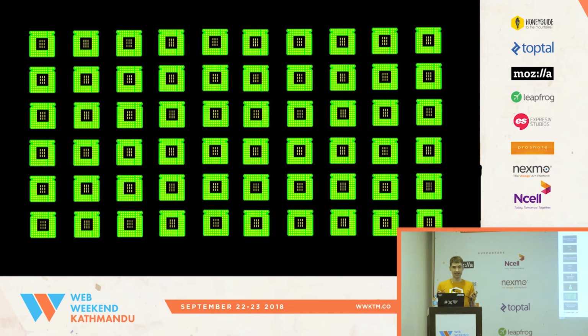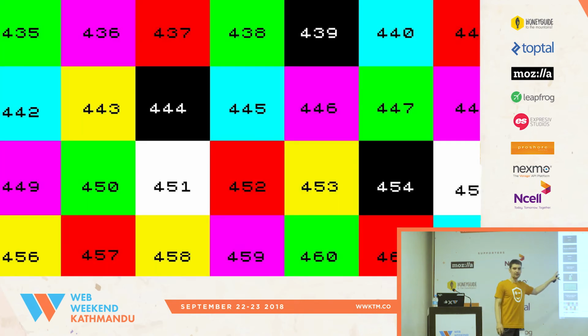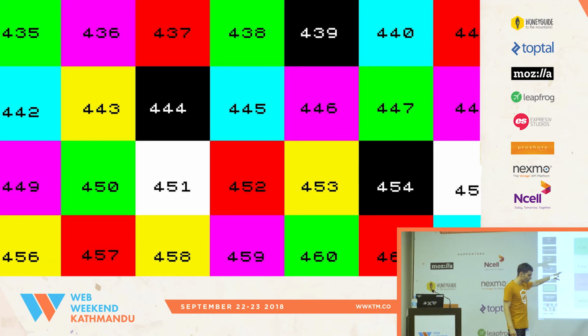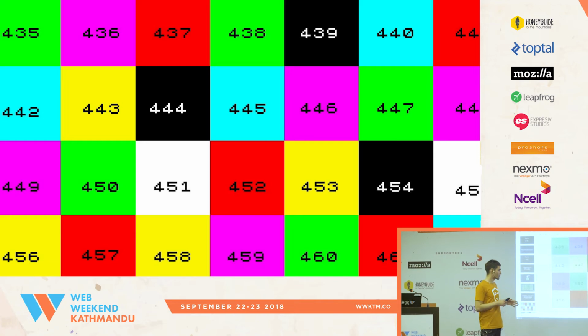Like a GTX 960 mines in 1,600 threads. So, 1,600 calculations at the same time, and it's very efficient because it mines on hardware specially designed for these mathematical operations. And in WebGL we can mine with pixel shaders. So how does it work? What is a pixel shader? A pixel shader is a program which can calculate the color of every pixel on the screen. It's written in a special language called GLSL, OpenGL Shading Language, and it works blazingly fast.